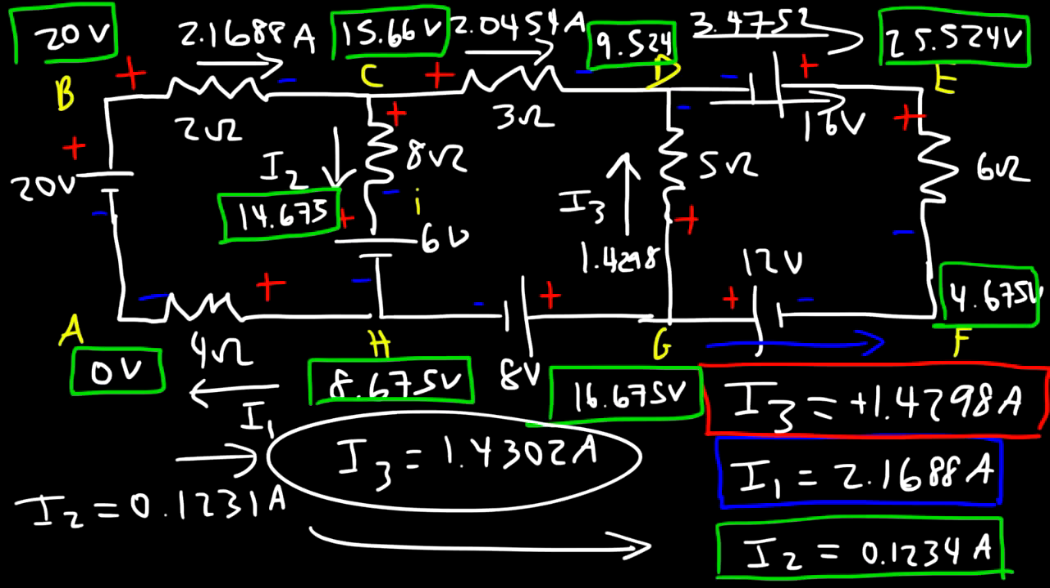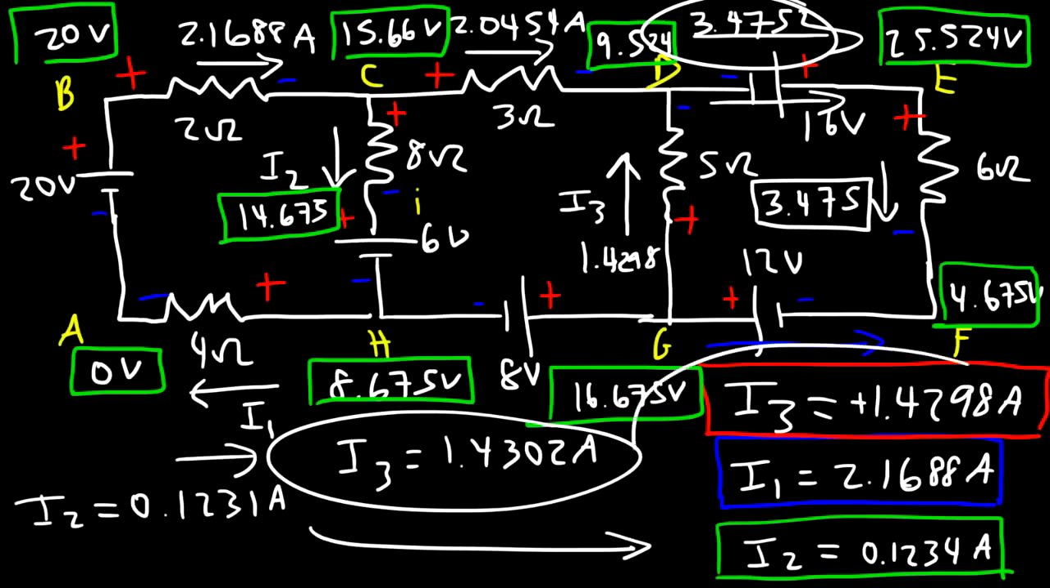So the potential difference between E and F, that's 25.524 minus 4.675. And so that's a potential difference of 20.849. So that's the voltage across a 6 ohm resistor. If we divide it by 6, that will give us a current flowing in this direction, which is 3.475, or 48 if you want to round it. And so that's very close to this answer. So all the values make sense in this problem. So these answers are indeed correct.